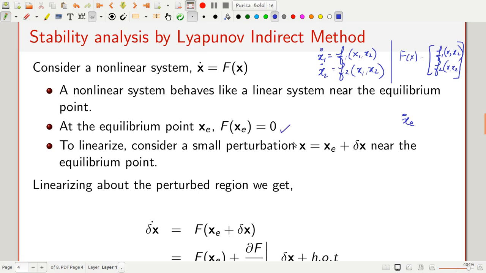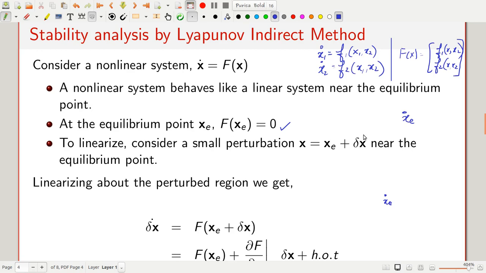In order to linearize the system, we cause a very small perturbation in the neighborhood of the equilibrium point xc, in both directions, delta x1 as well as delta x2. In general we write it as a vector delta x near the equilibrium point. Then x dot is equal to xc dot plus delta x dot, the change in delta. Then f of x is f of xc plus delta x.